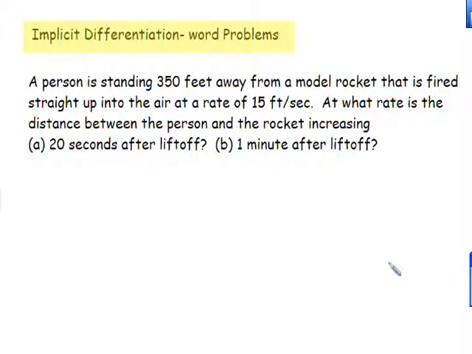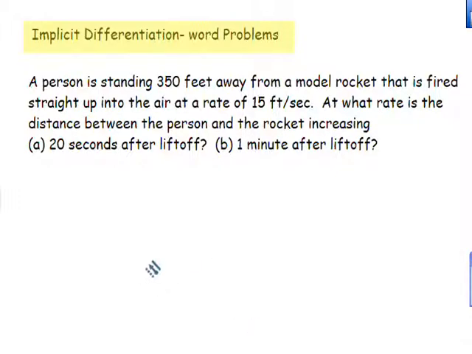Okay, this problem says a person is standing 350 feet away from a model rocket that is fired straight up into the air at a rate of 15 feet per second. At what rate is the distance between the person and the rocket increasing? Okay, so first of all, it's best if we draw a picture.